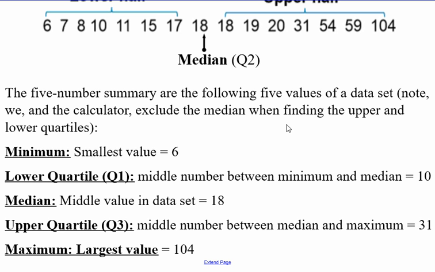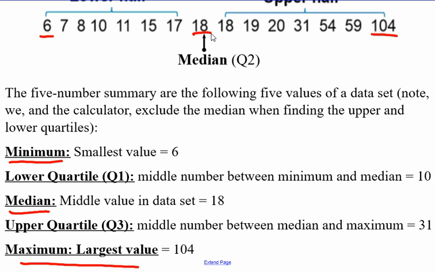So the first value that could be stated would probably be the median, I would imagine. Most people are going to state where the middle is. So the median is the middle value in the data set, in this case 18. Then what we find are probably the minimum and the maximum. So the minimum is the smallest, 6 here, and the maximum is the largest, 104. So far we've got the middle, and then we've got the extremes, the smallest and the largest.